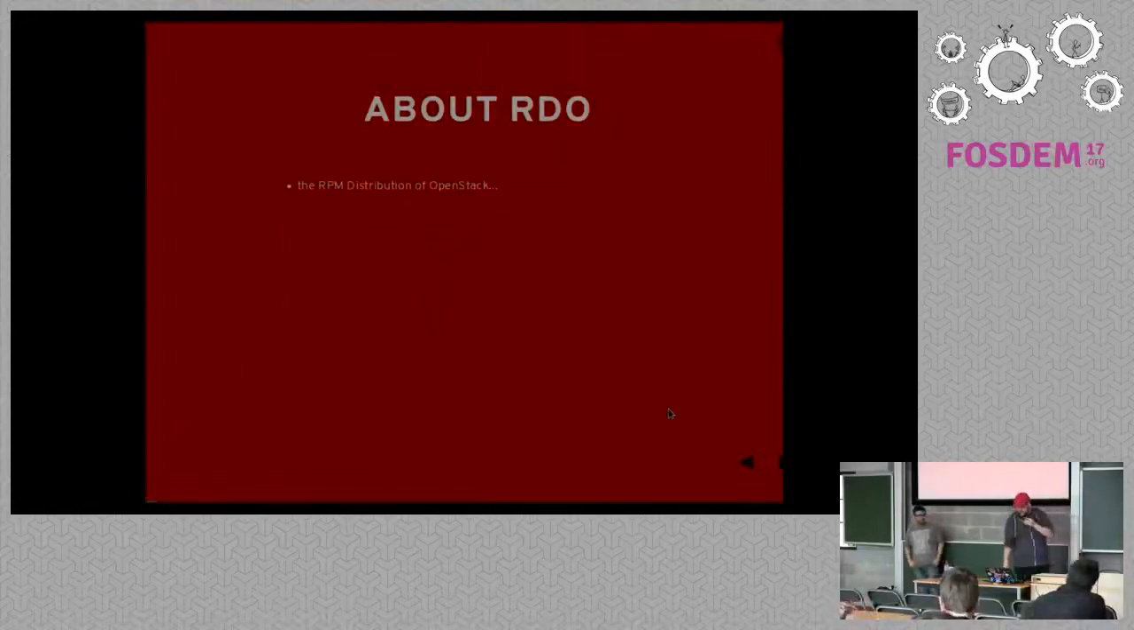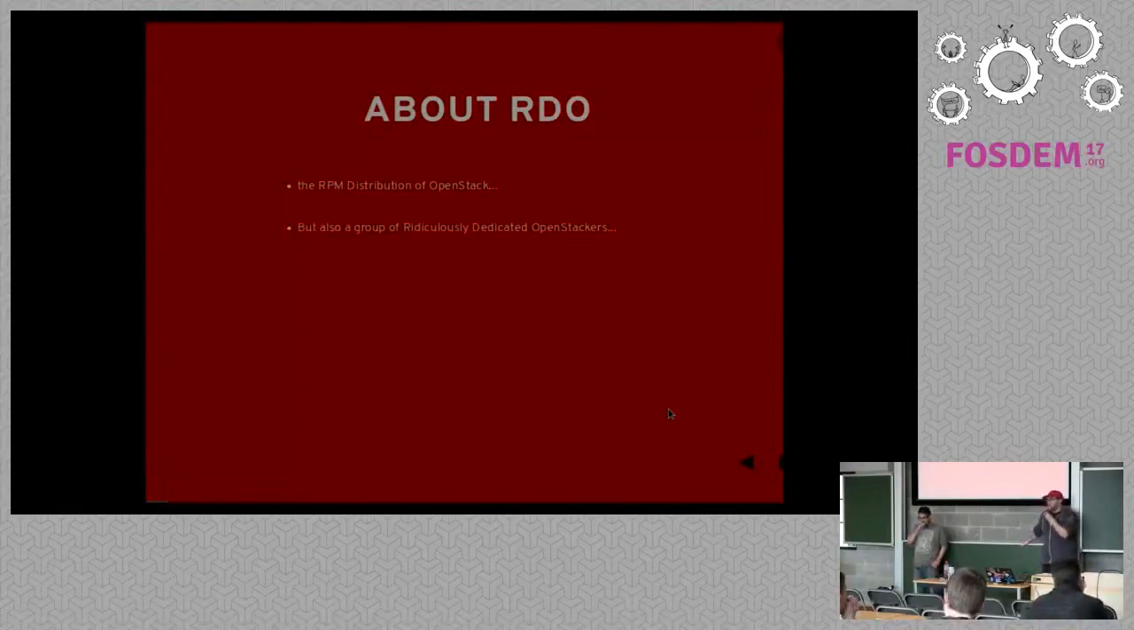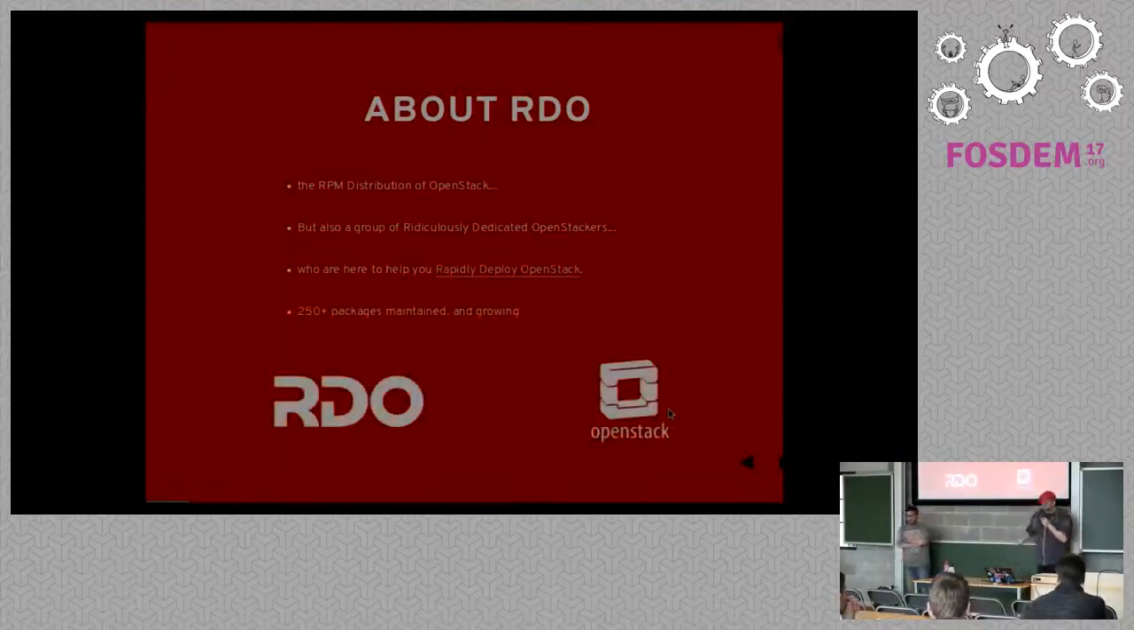If you don't know what RDO is, it stands for the RPM distribution of OpenStack. And if you don't know what OpenStack is, it's a collection of software that lets you install and administrate cloud infrastructures on conventional hardware. RDO is also a big community of users of OpenStack, of package maintainers as well, administrators and so on. And their goal in life is to help you install your own OpenStack infrastructure. The maintainers of packages maintain about 250 packages at the moment, and it's growing.